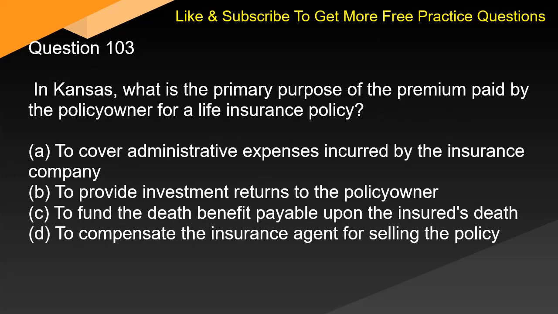Question 103. In Kansas, what is the primary purpose of the premium paid by the policy owner for a life insurance policy? A. To cover administrative expenses incurred by the insurance company. B. To provide investment returns to the policy owner. C. To fund the death benefit payable upon the insured's death. D. To compensate the insurance agent for selling the policy.